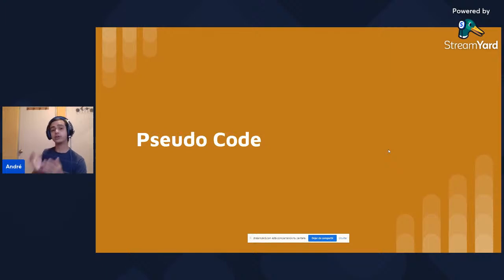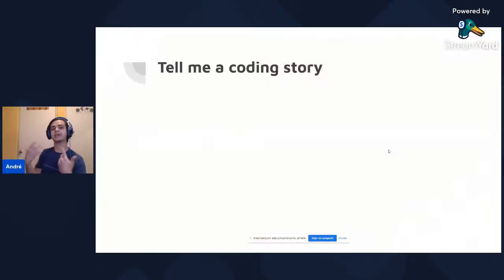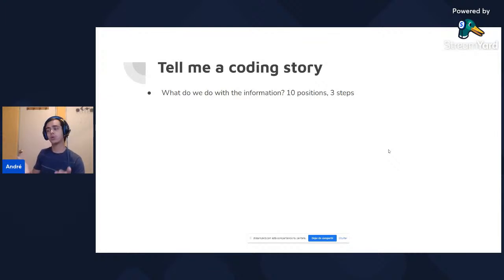So, in order for you to understand these steps, you need to write a story, a coding story. First of all, what I like to do is take the example, take the problem. In this case, we have some information. What can we do with that information? Like I said, in this specific example, we have 10 positions and 3 steps. So again, we're thinking in code, we're thinking about what we're going to tell this machine.